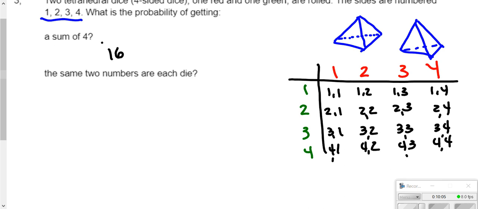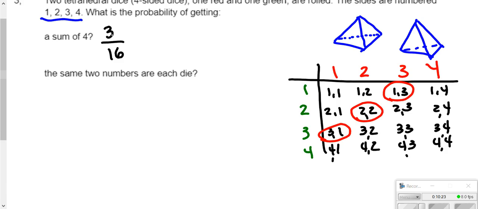There's 16 because there's 4 in each way, right? If you look at the black part of this chart, there are 16 entries. And then a sum of 4 would be these outcomes along that diagonal. So that would give me an answer of 3 out of 16.